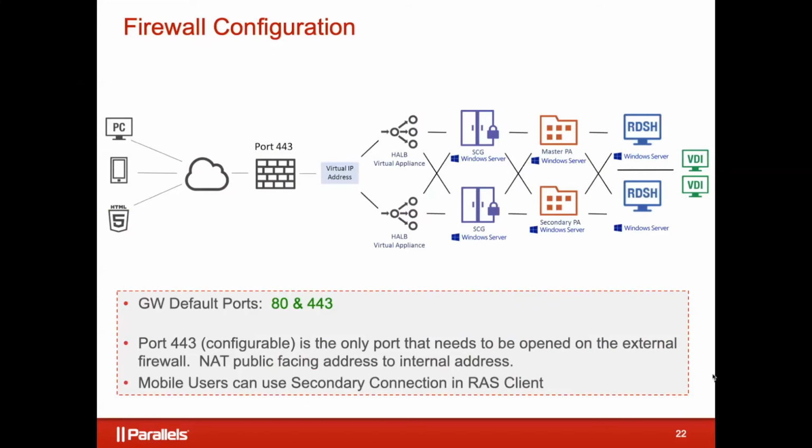The only other thing you need to do is a NAT, right? That public-facing address that maps to an internal-facing address. In this case, it would be the virtual IP address of the load balancers. That's what I do a NAT for in this case, and there you go. And then remember, whether they're in the office or out of the office, you can use that secondary connection in the RAS client. But that's it.